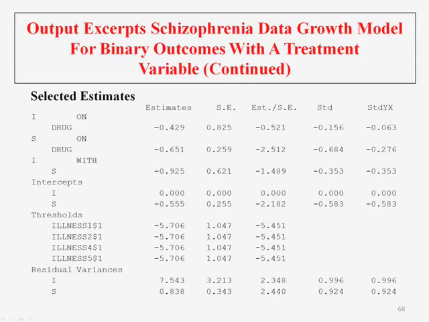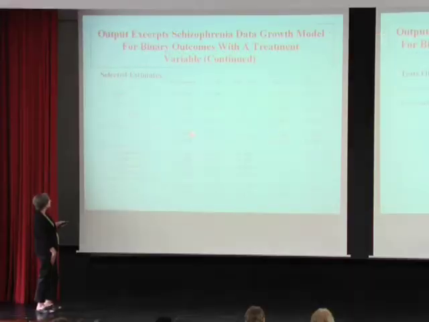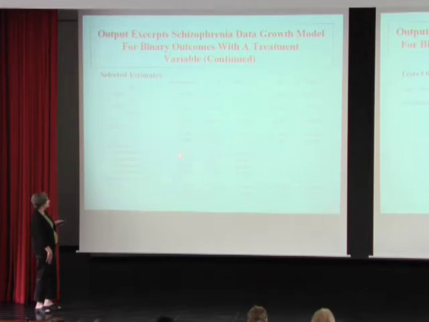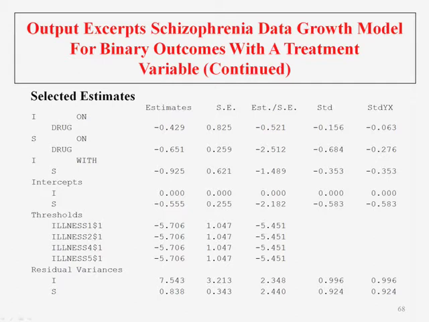And we show the intercepts. This was fixed at 0 as part of the growth. The intercept of I was fixed at 0 because that's part of the growth model parameterization for categorical outcomes. The thresholds are held equal, as you can see here. They're all negative 5.706. That also is part of the parameterization of the growth model.